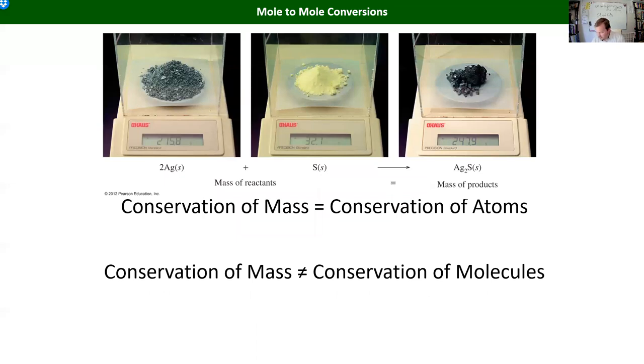Right, so in terms of chemical reactions, conservation of mass means you have the same number of atoms before and after. It does not mean you have the same number of molecules. So if we have a balanced reaction, two silver plus sulfur turns into silver sulfide.